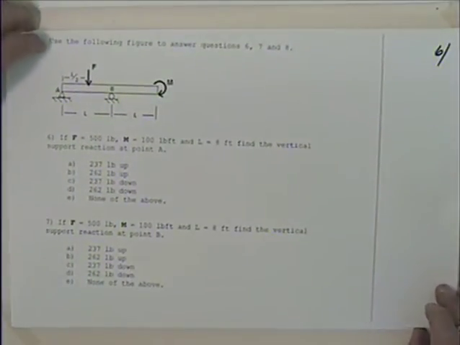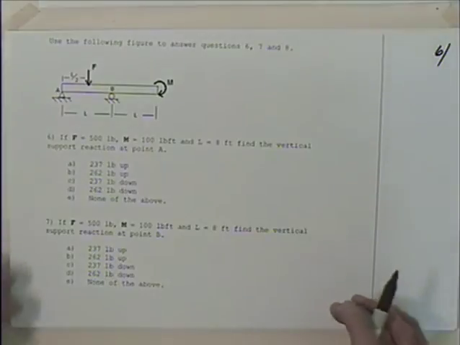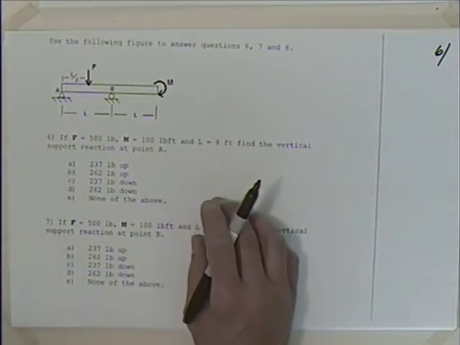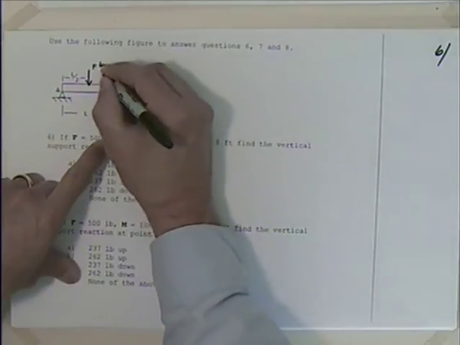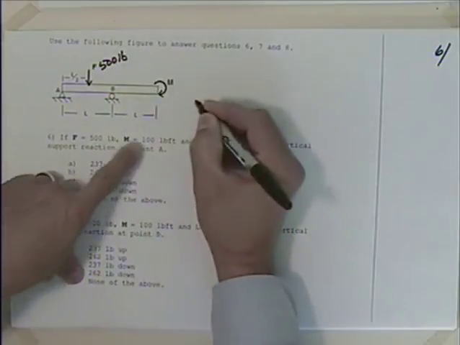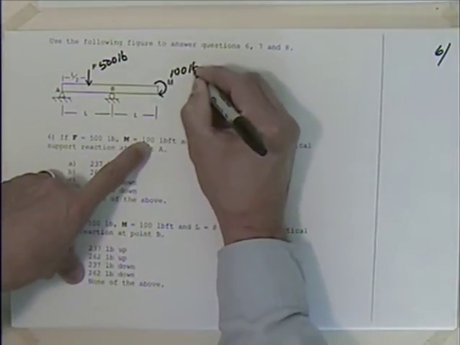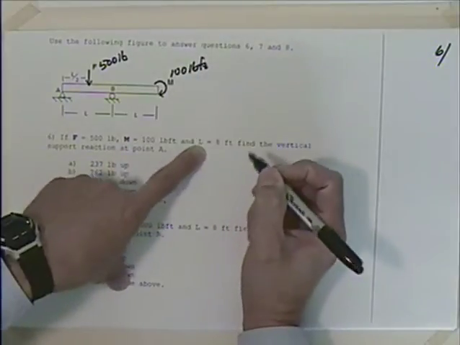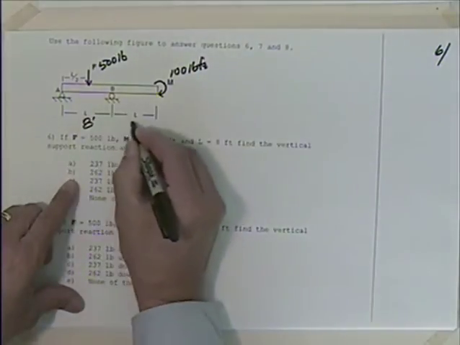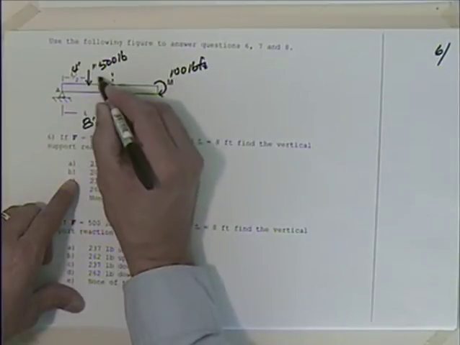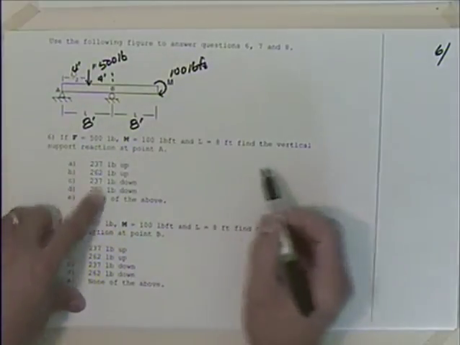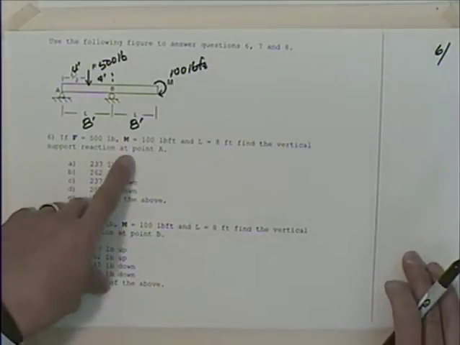So we've got, using the following figure, answer questions 6, 7, and 8. If F is equal to 500 pounds, and M is equal to 100 pound-feet, and L is equal to 8 feet, that would mean that you'd have 4 feet there, and likewise 4 feet there. Find the vertical support reaction at A.